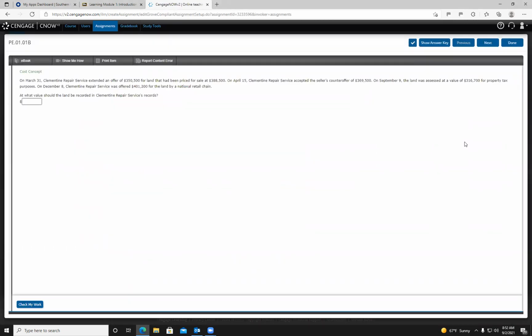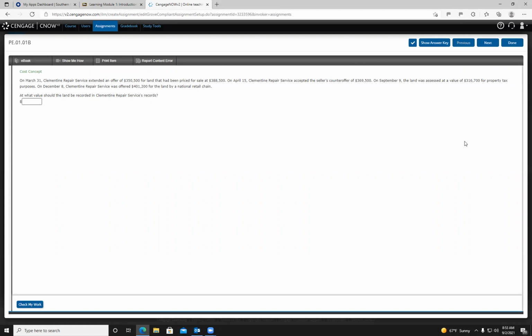So the first thing we're going to look at is the cost concept. And again, the cost concept talks about what is the actual price or monetary value you use to record the purchase of an asset. In this example, it's talking about the purchase of land, similar to what we talked about in class. Sometimes when you go to purchase a large asset such as land, you're going to have many different monetary values available to you.